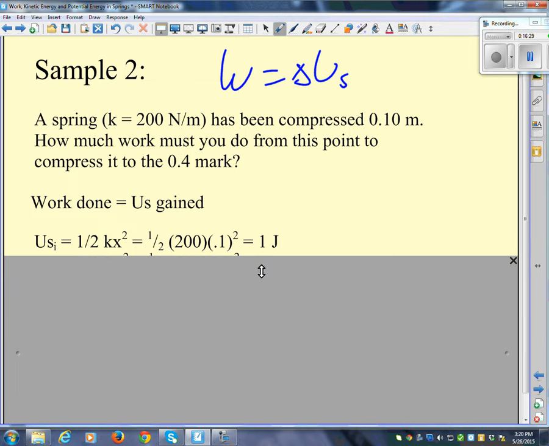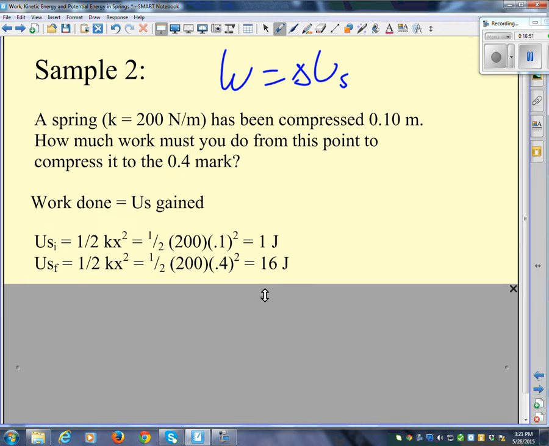Us initial, potential spring energy initial, is 1/2 of 200 times 0.1 squared. It has 1 joule already to begin with. How much does it have when you are done, when it's compressed to 0.4? 1/2 of 200 times 0.4 squared is 16.